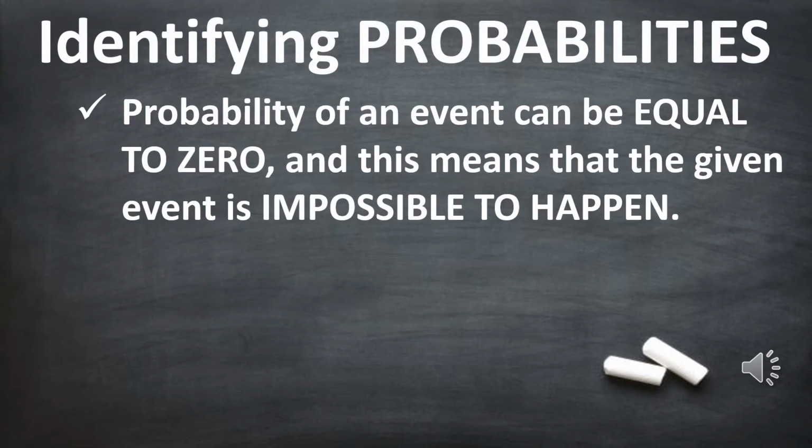Probabilities can also be equal to 0, and this means that the given event is impossible to happen or will never happen at all.